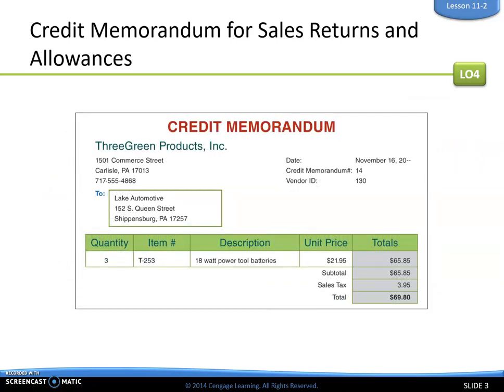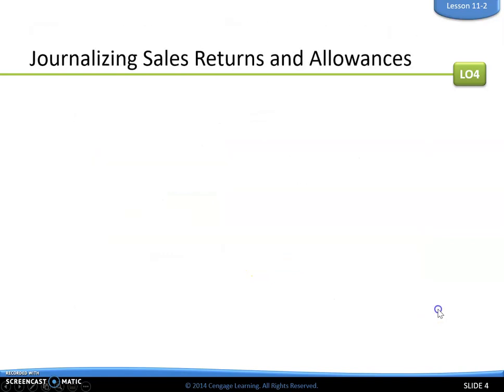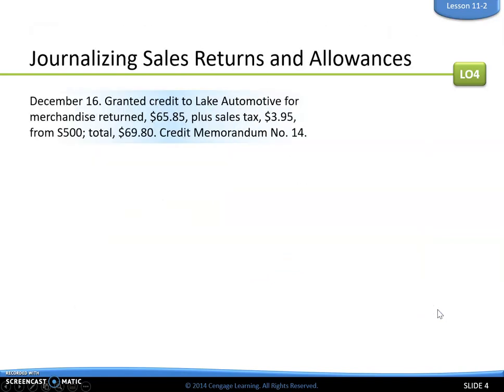Here's an example of what a credit memorandum might look like. So we can see this is our company here, our 3 green products. And then here is who is making that return, Lake Automotive. We have our date, we have our number of our credit memorandum, we have the vendor ID, and then it looks like here's what they had, a quantity of 3 of these tool batteries that they're returning. So December 16th, it says that we granted credit to Lake Automotive for merchandise that was returned, $65.85, plus sales tax, $3.95, from S500 for a total of $69.80, credit memorandum number 14.